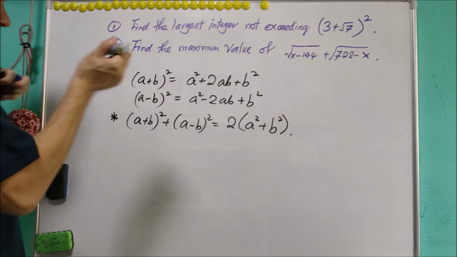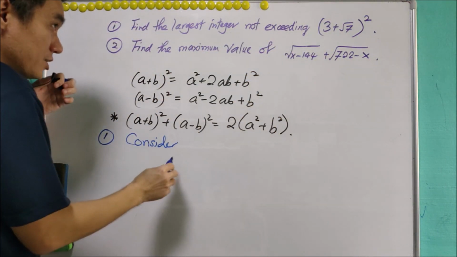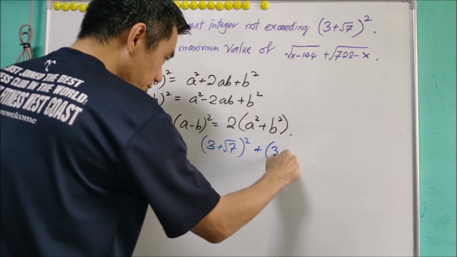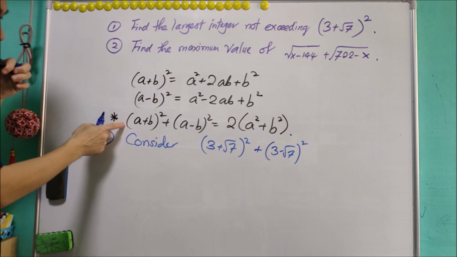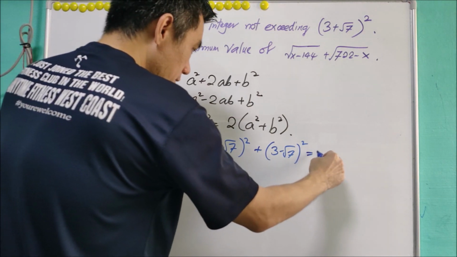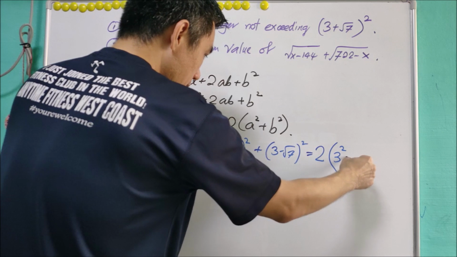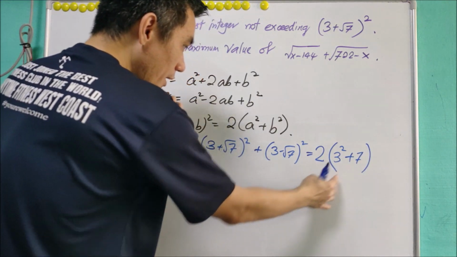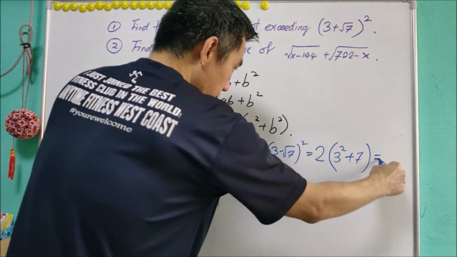For question 1, we are not going to expand this. Instead, consider the square of 3 plus square root of 7 plus the square of 3 minus square root of 7. Using the formula just now, this is A, this is B. So it turns out this is 2 of A squared plus B squared, where B squared will be equal to 7. And we see that this is 9, 7, 16, so that will be equal to 32.